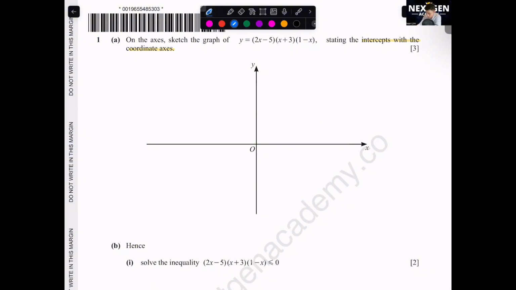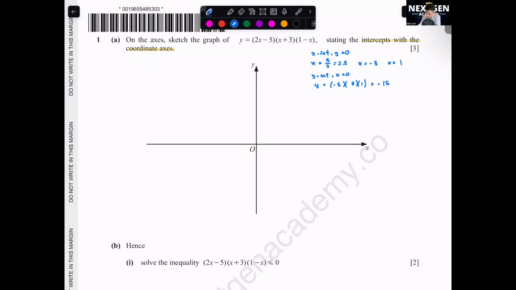So this is what I'll do. You write down x-intercept, which is when y equals 0. So you get x equals 5 over 2 or 2.5. You either write one of these. x equals 2.5, x equals negative 3, and x equals 1. Y-intercept, x equals 0, so y equals negative 5 times 3 times 1, which equals negative 15.